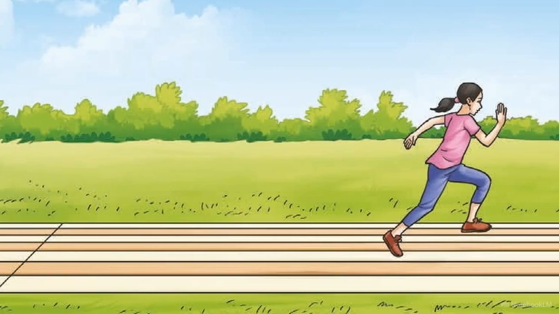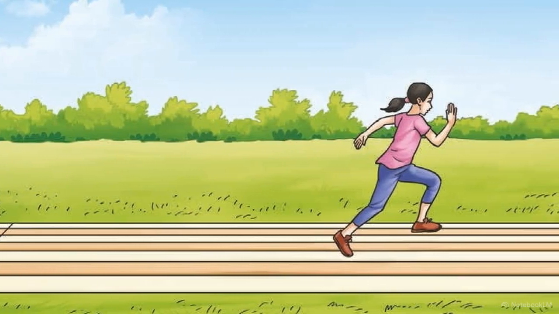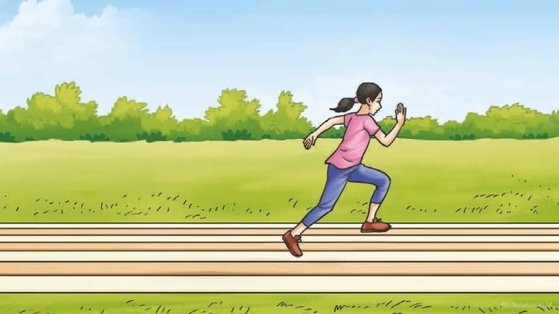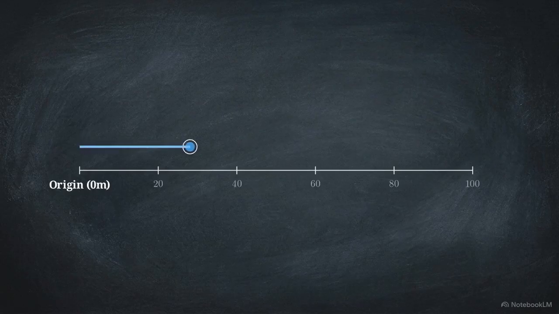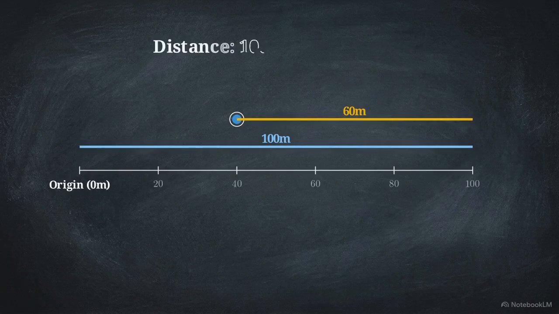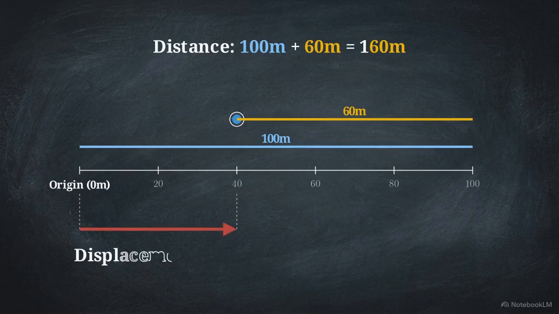Take an athlete sprinting down a track. If we mark her starting block as position 0, every step she takes is a measurable change relative to that origin. She sprints to the 100-meter mark, turns around, and returns to 40. Her total path is 160 meters. That's distance. But her net change from the start is just 40 meters. This direct measurement is displacement.